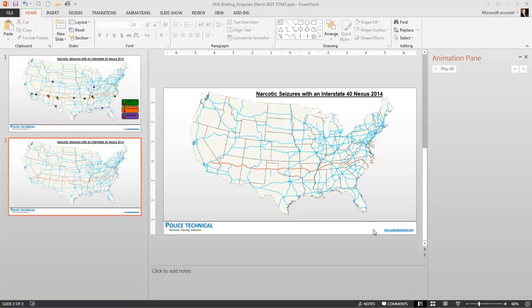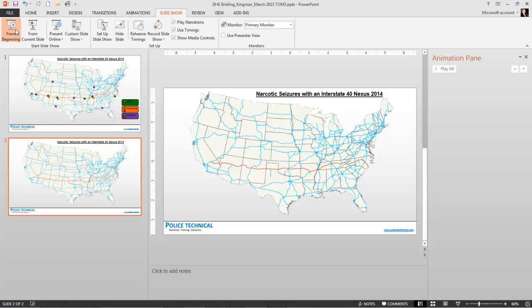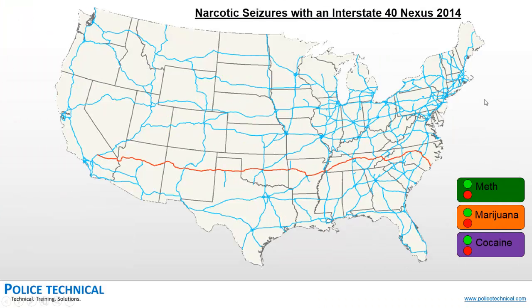This is the chart that I actually sent off earlier today to the world to show what we can do with a chart within PowerPoint. This is a narcotic seizures chart with some nexus to Interstate 40, and on this chart you notice that if I click on the green circle for methamphetamine, I see a series of hotspots which appear, and if I hover over each of these hotspots, we can see that there's a little screen tip that tells us exactly what that is. Now that's a hyperlink, so if I click that, it can go somewhere else.